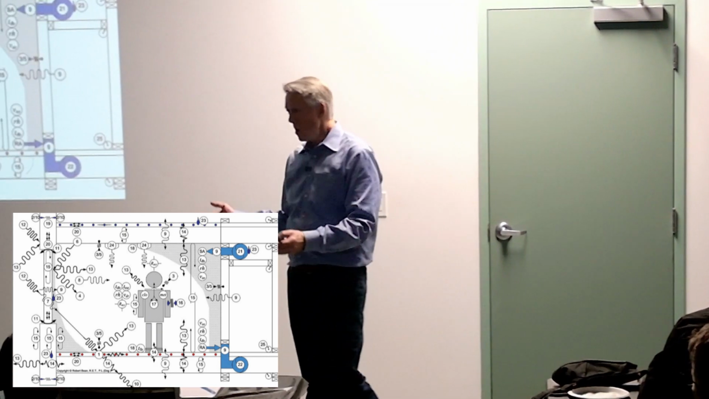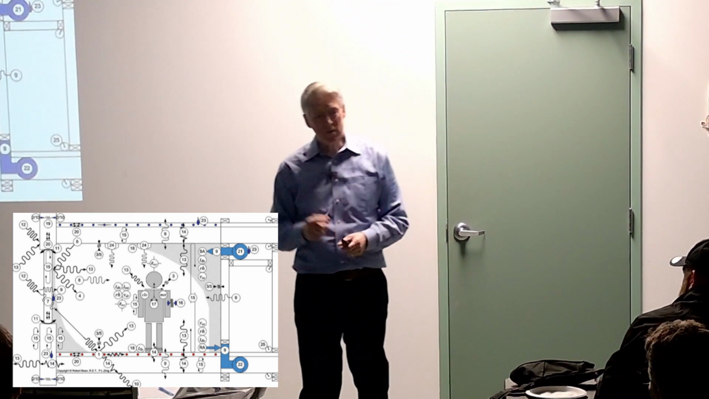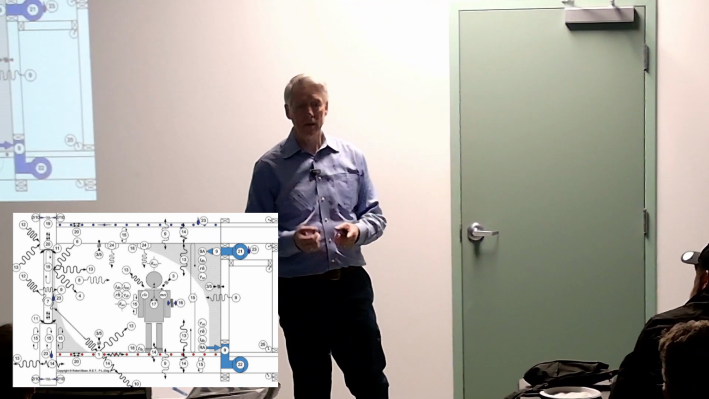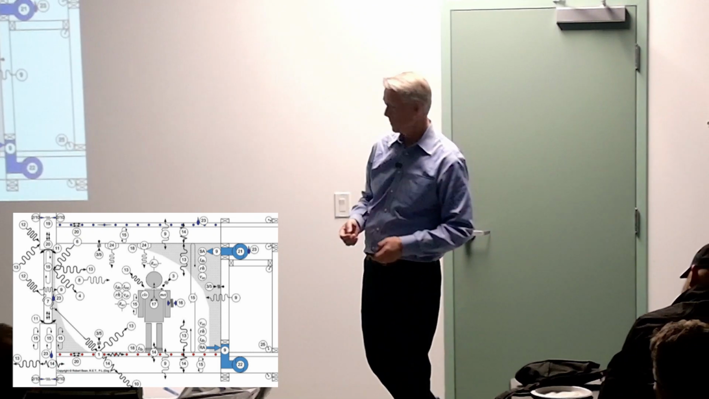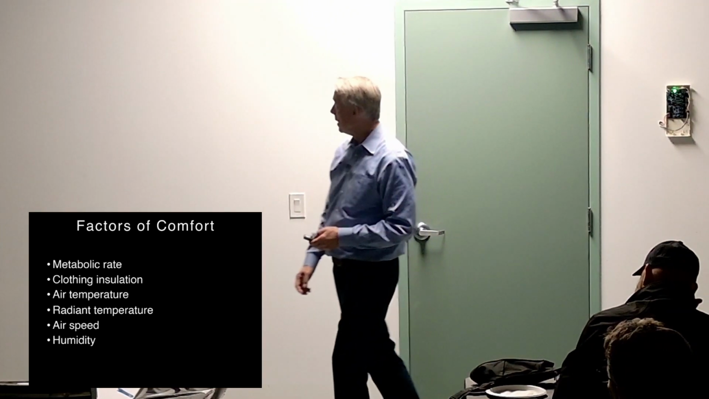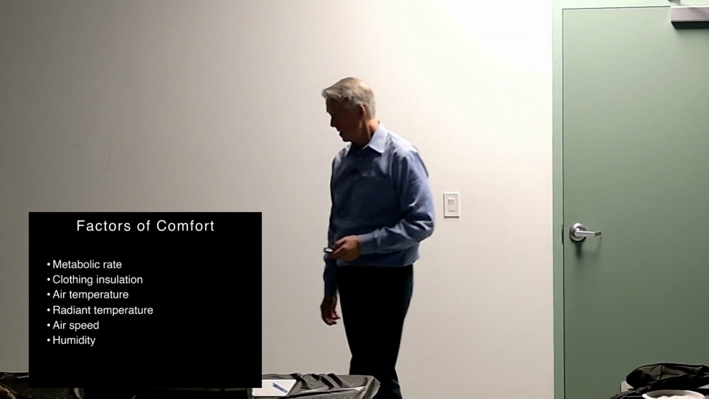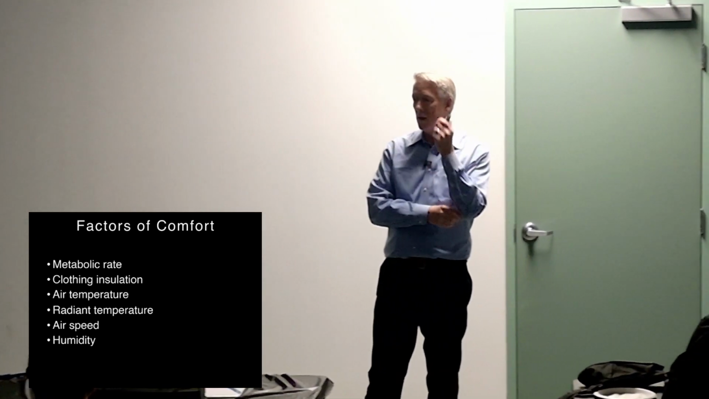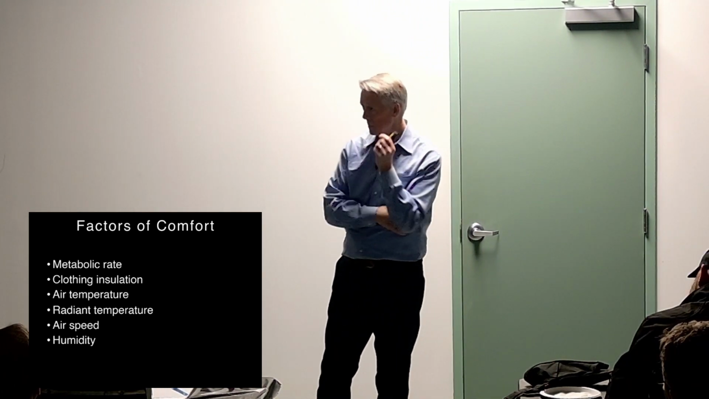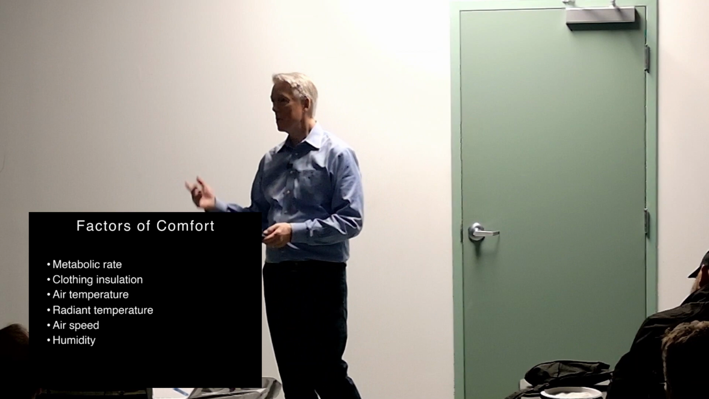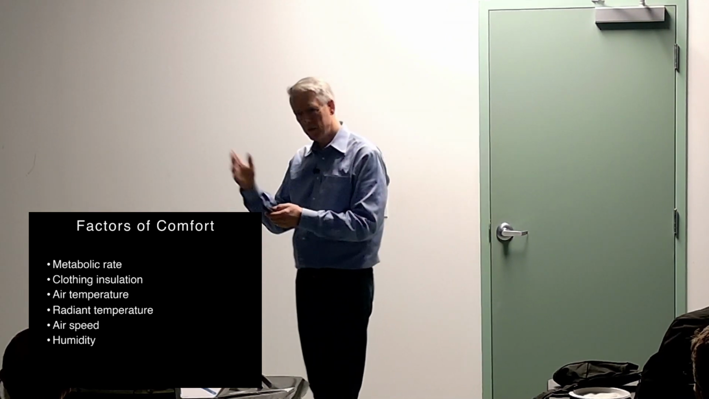So all this is very complex. We can't boil this down to a single thing like the air temperature. It's a lot more than the air temperature. So here are 6 factors of comfort. If you look at ASHRAE's thermal comfort standard, which is Standard 55, there are more than 6 factors, but some of them are sub-factors. So there's 6 major factors.